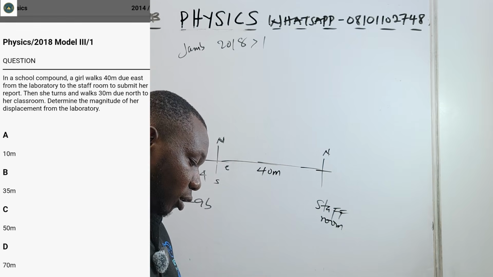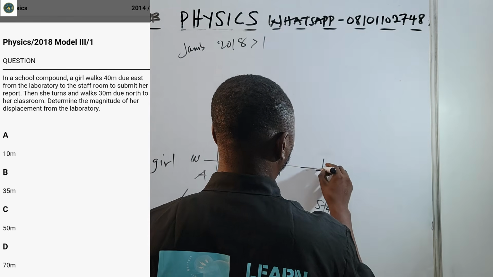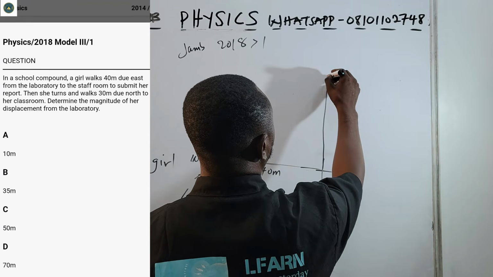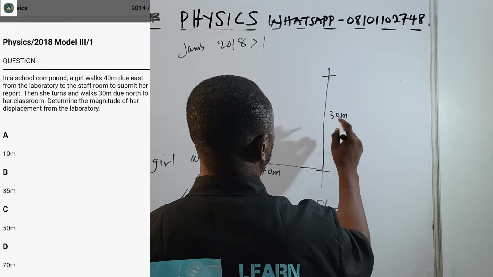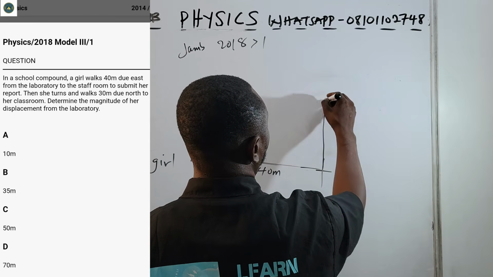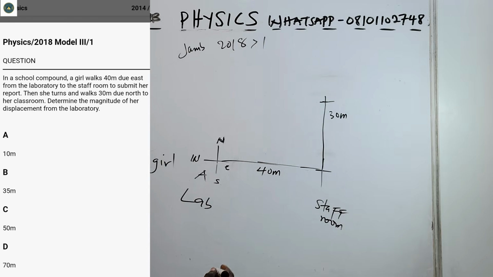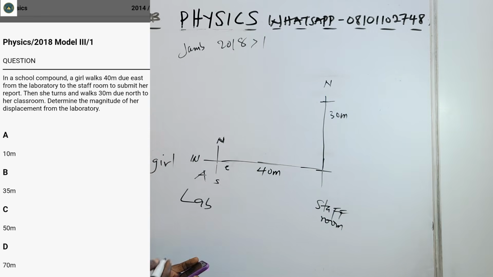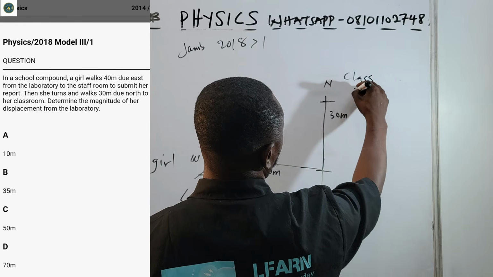She then turns and walks 30 meters due north. So she walks due north, 30 meters. So here is 30 meters. Okay, shouldn't be way longer. So let's say 30 meters. When she covers a distance of 30 meters, you have a new reference point. Now, she then turns and walks 30 meters due north to her classroom. So this is her classroom.